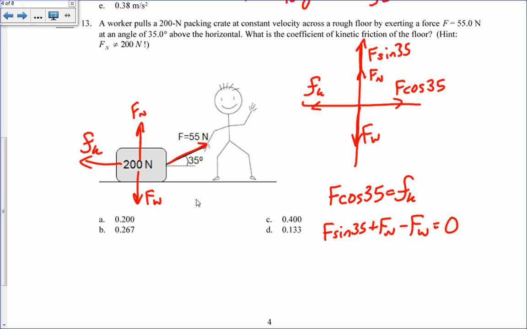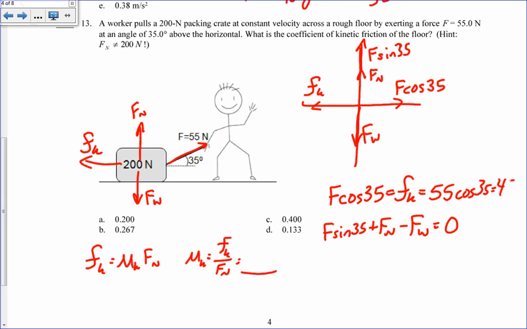All right, now I'm looking for the coefficient of kinetic friction. I know that Fk equals mu k Fn. So mu k equals Fk over Fn, and that'll give me my answer. So I can find Fk over here. It's just equal to F cosine 35. That's 55 cosine 35, and I get 45 newtons. That's my kinetic frictional force.